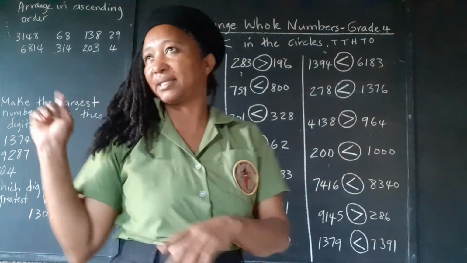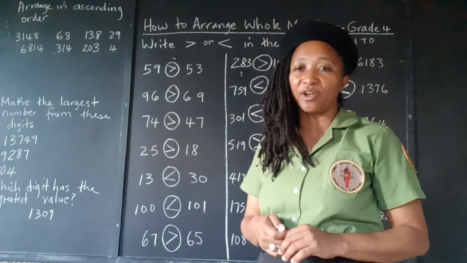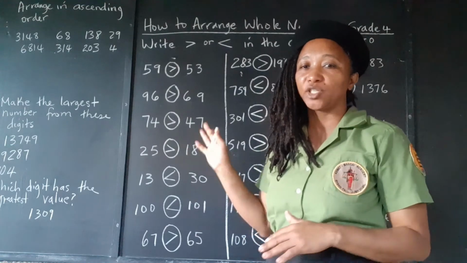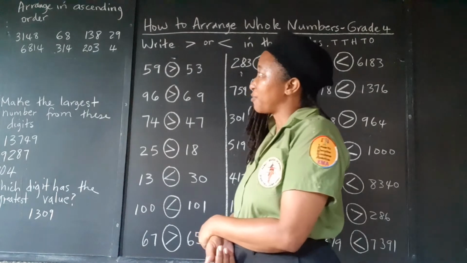Alright, so let's look at this. It says arrange in ascending order. So we know that ascending order means from the smallest to the biggest. So we're given 8 numbers.